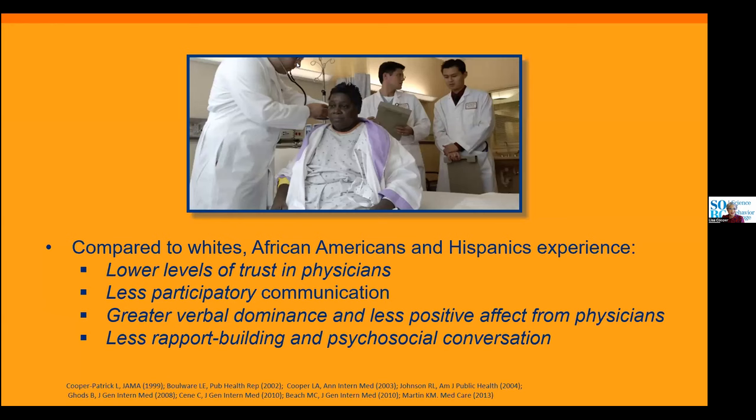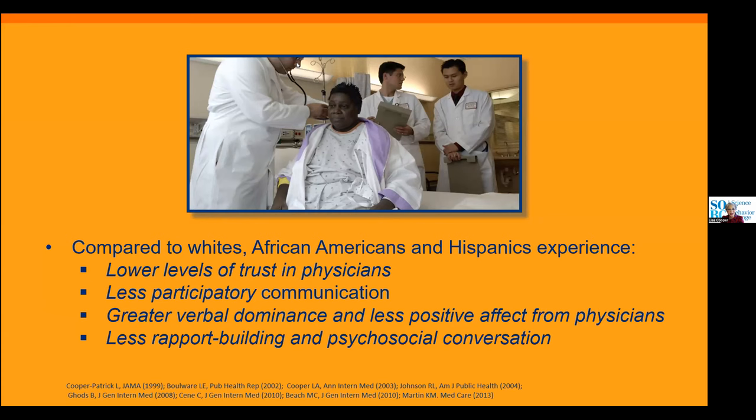So first, I just want to share with you some of what's known based on some work that I've done, but also many other people in the field. In my early research, my colleagues and I conducted interviews with patients, and we showed that African-Americans had lower levels of trust in their doctors than whites, and that most people of color reported feeling less respect and less encouragement by health professionals to participate in decisions about their care.